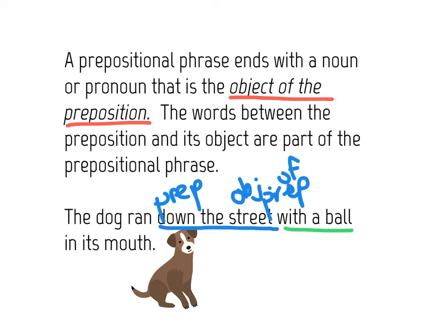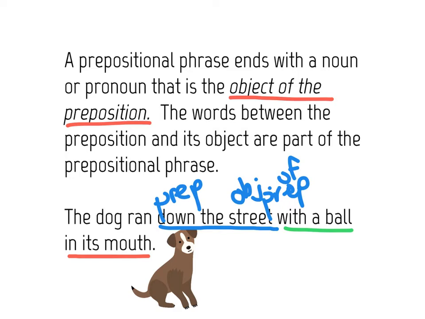Phrase number 2. With a ball. With is the preposition. Ball is the object. And our third prepositional phrase, in its mouth. Here's our preposition in, and the object of the preposition is mouth.